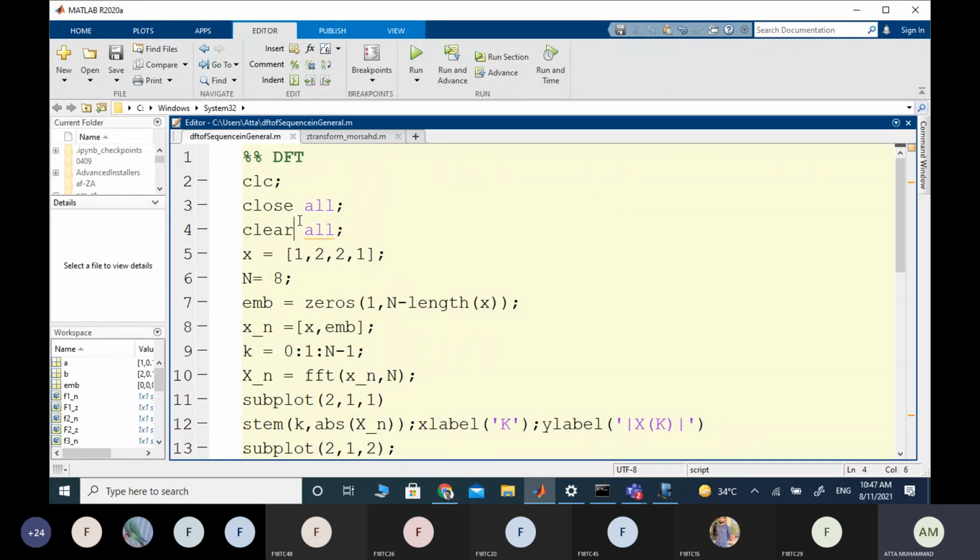Okay, so we got a sequence. What was the sequence? We had a sequence 0, 1, 2, 3, right? And we are interested in computing the 4-point DFT because the length of the signal is 4.